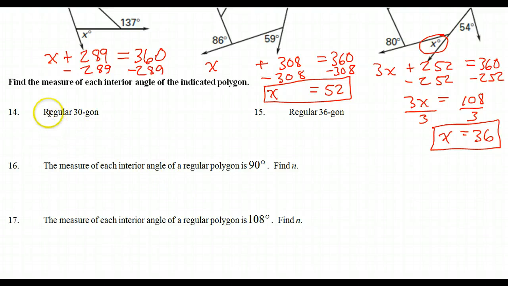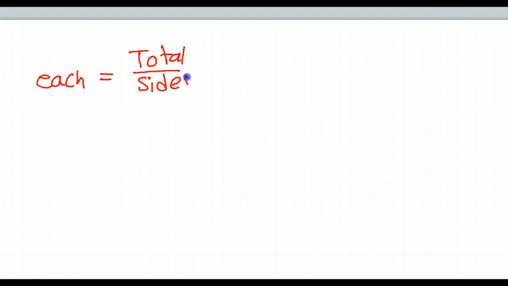Alright, looking at number 14 and 15. Find the measure of each interior angle of the polygon. Okay, focus on those words right there: each interior angle, especially the word each. And remember this, anytime I'm finding one angle or each angle, it is always going to be the total degrees divided by the number of sides.